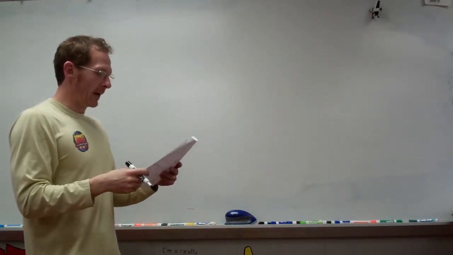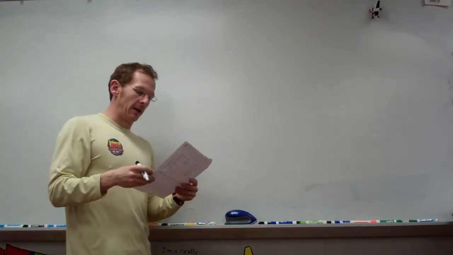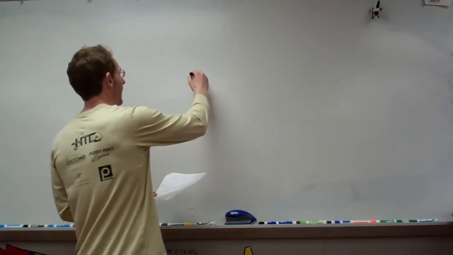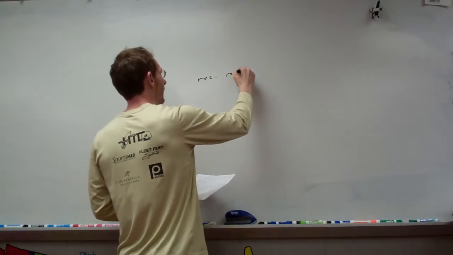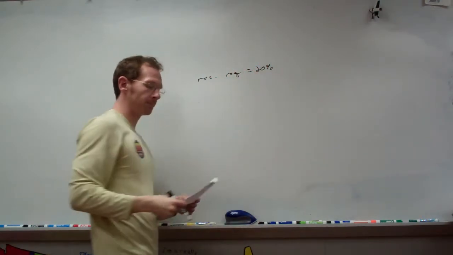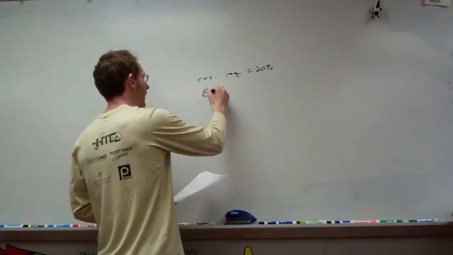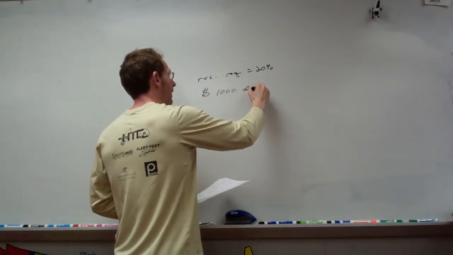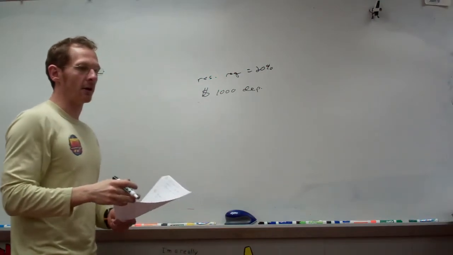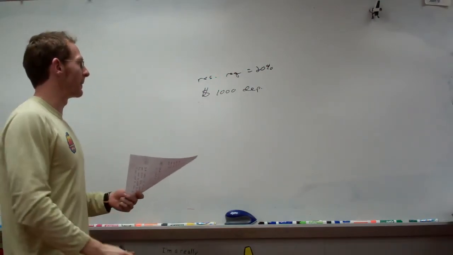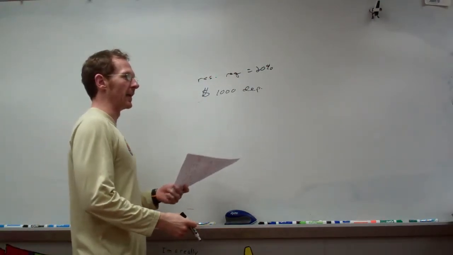Alright, so let's look at number 8. Number 8 is a monetary policy one, right? So we have a reserve requirement equaling 20%, and there is a $1,000 deposit. Of this $1,000 deposit, how much do they have to keep in reserves? Well, they have to keep 20%.